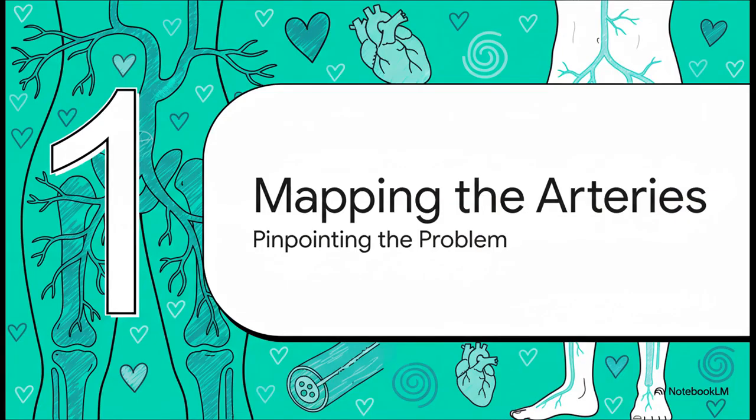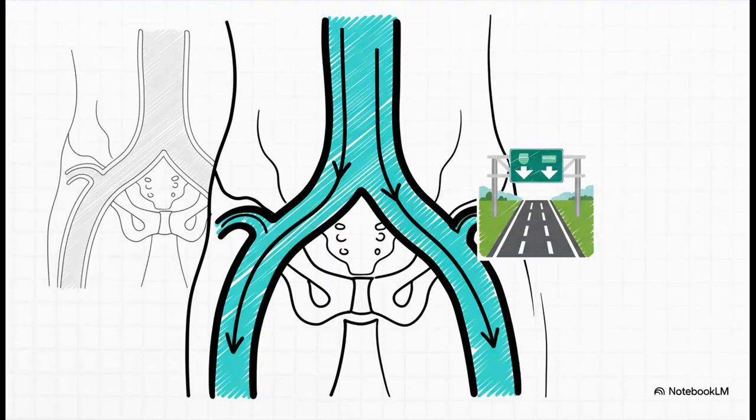Okay, first things first, we have got to map the territory. You can't find a problem on a map you don't understand, right? So let's break down the arteries of the leg into 3 main zones, and we'll start from the top and work our way down. So, Zone 1 is the aortoiliac region. This is the big stuff, the main pipes. We're talking about the end of the aorta and those massive common iliac arteries that split off. Think of this as the superhighway bringing all the blood down into the legs.